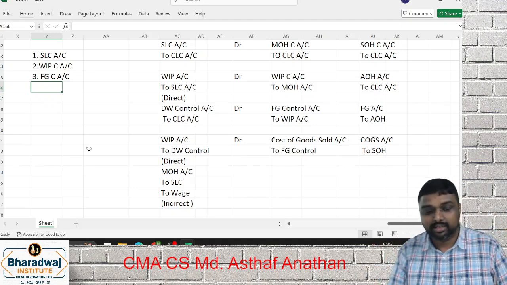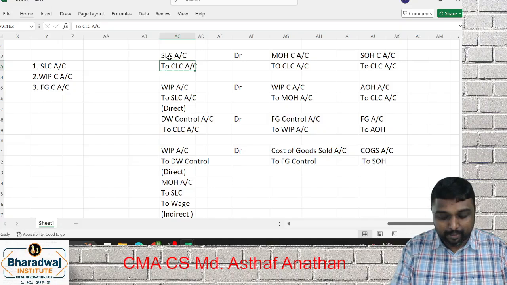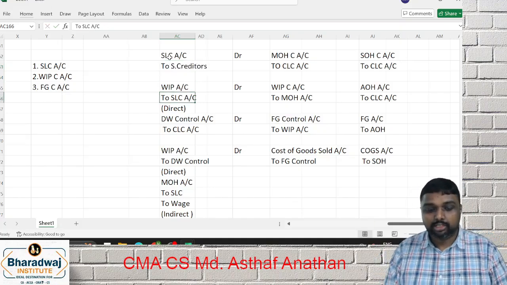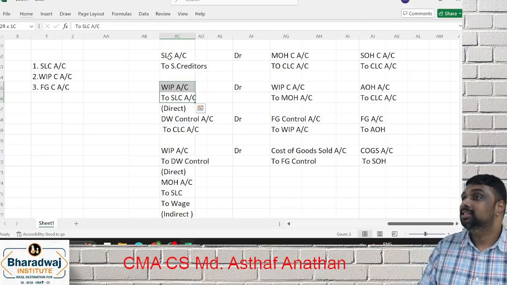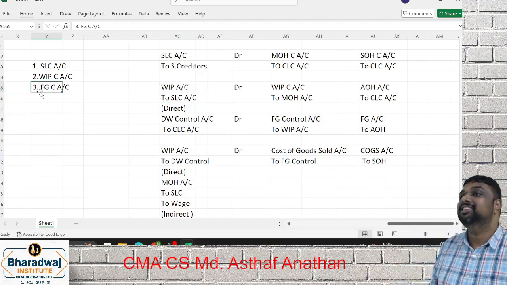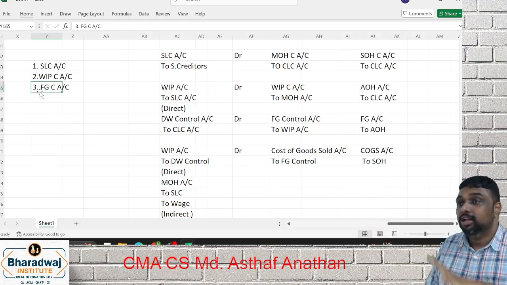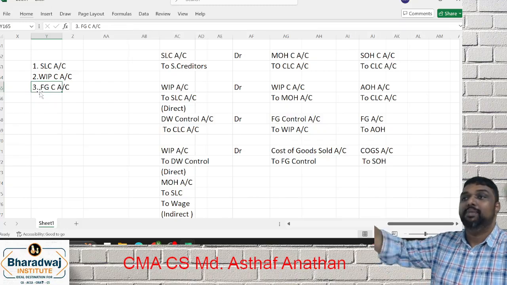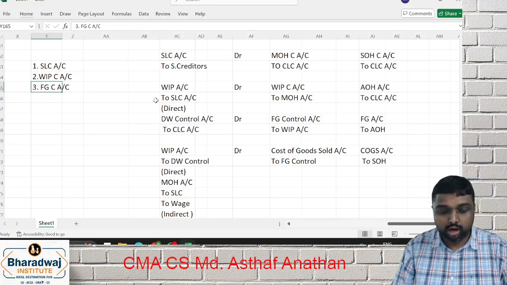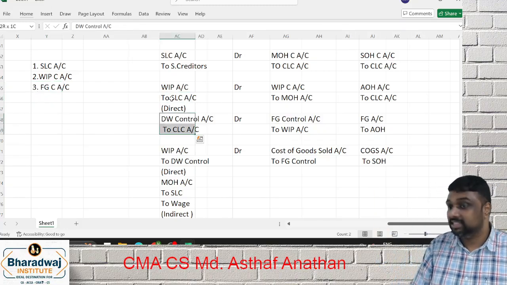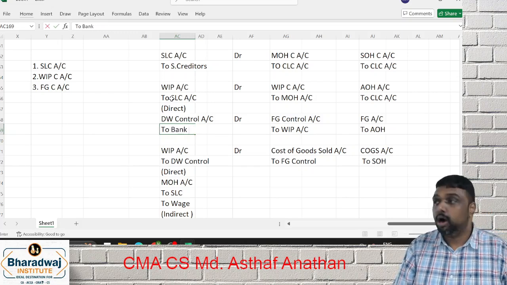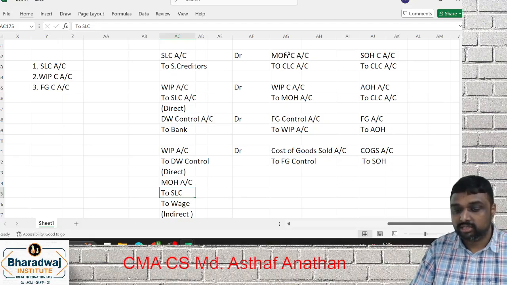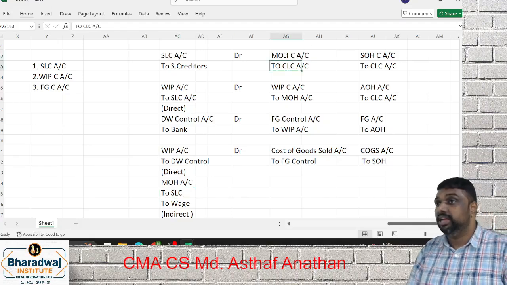For material purchased, if not paid, it will go to sundry creditors. If paid, bank. Here no adjustment, here there is no CLC. The fourth person is called cost ledger control, otherwise general ledger account. So wherever cost ledger comes, wherever general ledger comes, that only will change. Balance, nothing will change. Here, if you pay, it will be bank. This will not change. Here manufacturing overhead to CLC, this will change.